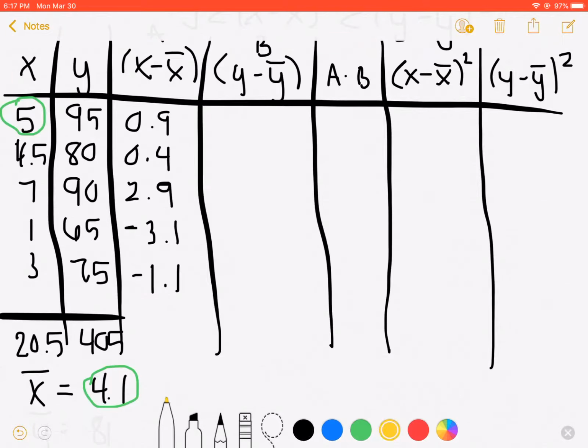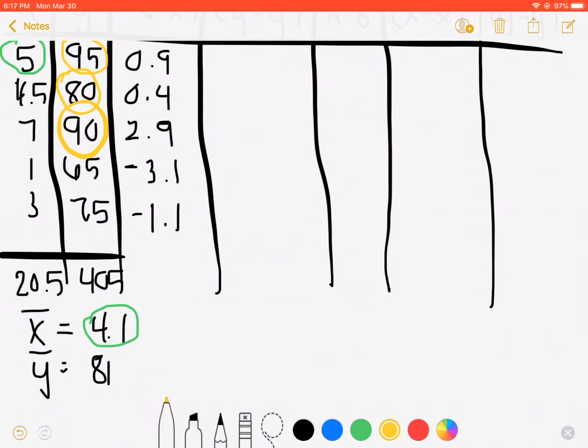And then what we do for the next column, I'm going to take my y values, all of these y values here, and we're going to subtract our mean of y, which is 81. So 95 minus 81 is 14. 80 minus 81 is negative 1, and then we have 9, and then negative 16, and negative 6.